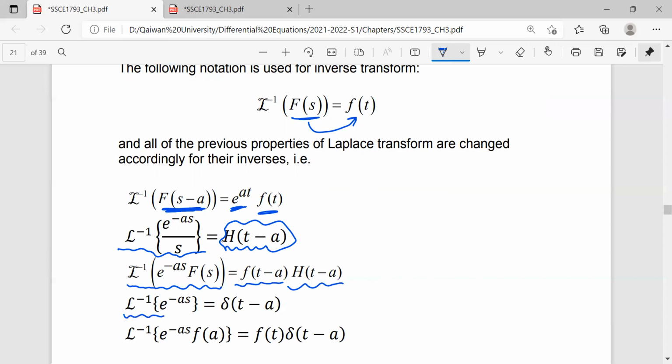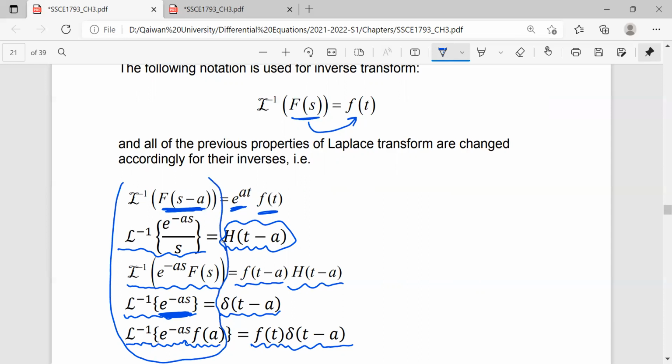Then the Laplace inverse of e to the power minus as is the Dirac delta function of t minus a. That means if we have e to the power minus as, then its Laplace inverse is the Dirac delta function of t minus a. The Laplace inverse of e to the power minus as times f of a is f of t times the Dirac delta function of t minus a. Okay. So if you have these functions, we can directly write down their results like this.